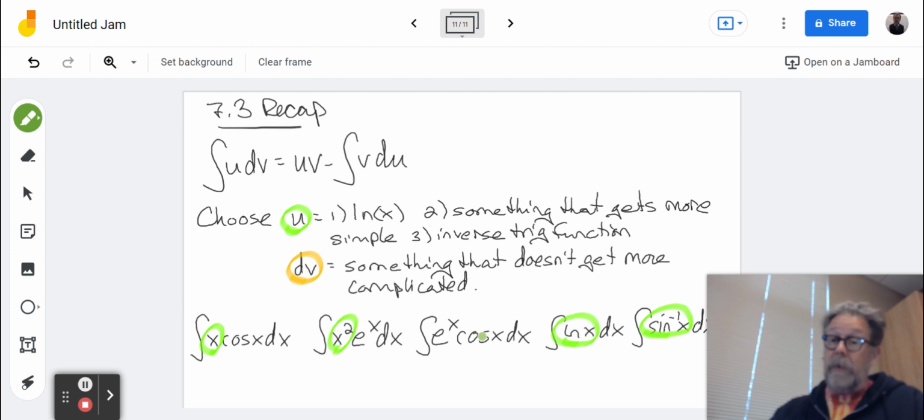If you wanted to play around with it, you could switch them, let dv equal e to the x and u equal cosine of x. But what you're going to discover is that u doesn't get more simple. I've sort of veered off a little bit. I don't want to take the time to do this example. It doesn't work as well. And again, play with it, see what happens.